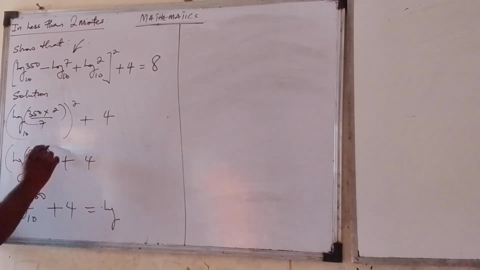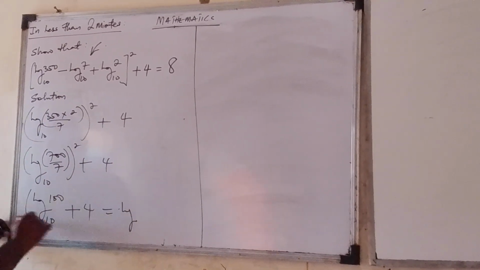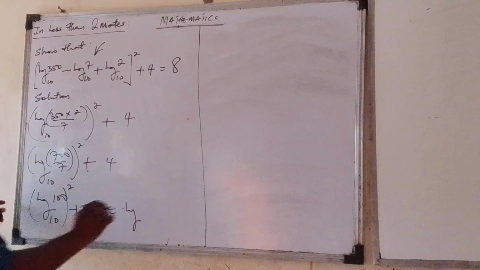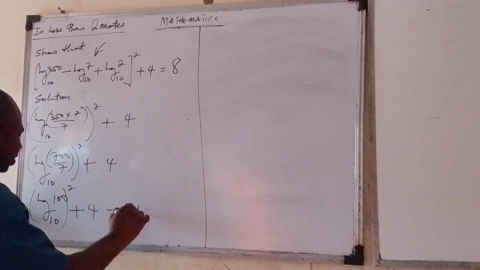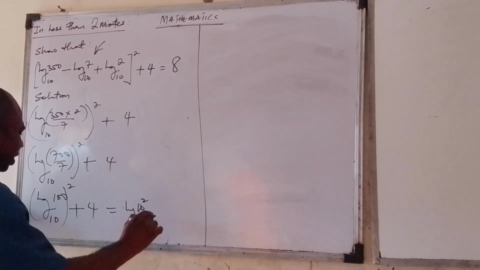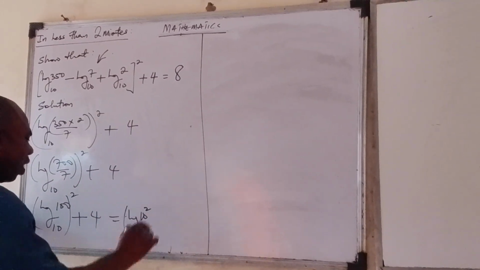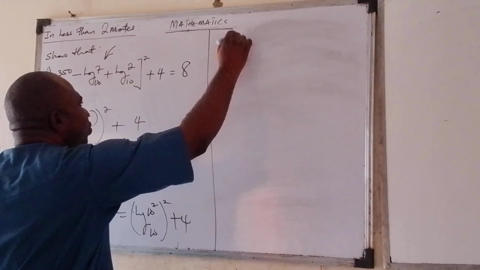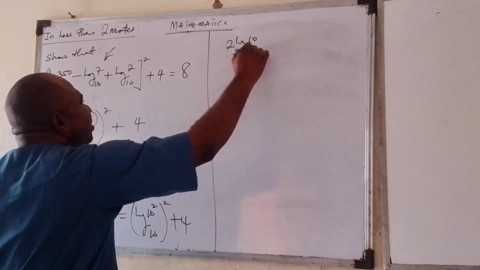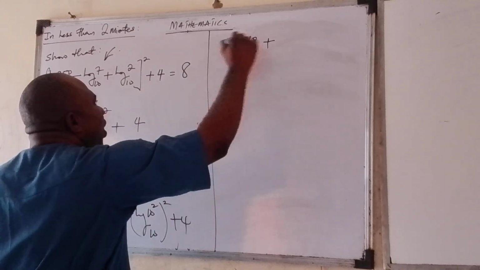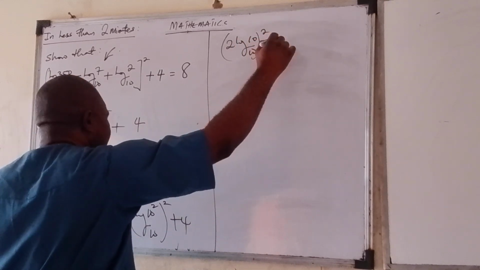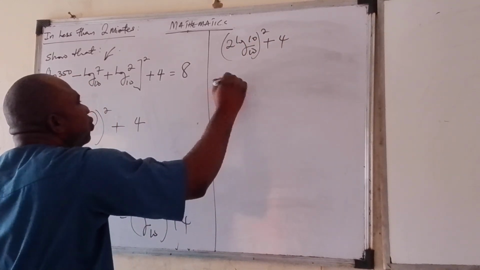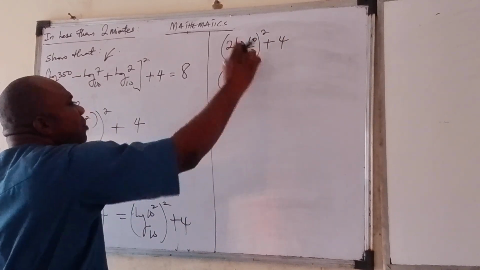Now remember the square of all this, yes, the square of this now. So here this will be 2 log 10 raised to the power of 2 base 10. Then here we have all squared plus 4. So this is the same as saying 2 log 10 base 10, yes, plus, that's the square of this, plus 4. So here this is 2 square because log 10 base 10 is 1.